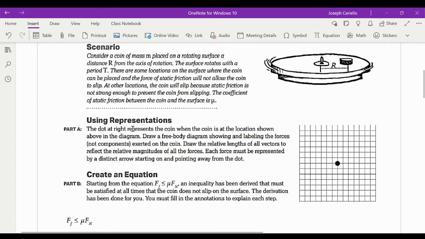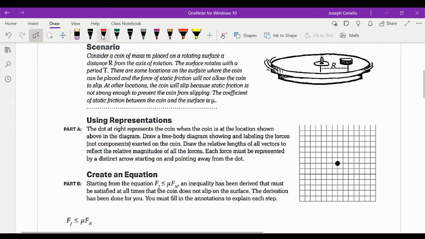On the diagram to the right, the dot represents the coin when the coin is at the location shown in the diagram above. Draw a free body diagram showing and labeling forces, not components, exerted on the coin. Draw the relative lengths of all vectors to reflect the relative magnitudes of all the forces. Each force must be represented by a distinct arrow starting on and pointing away from the dot.